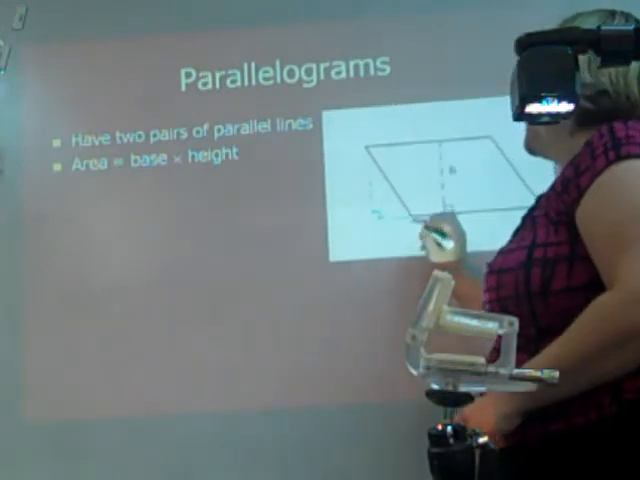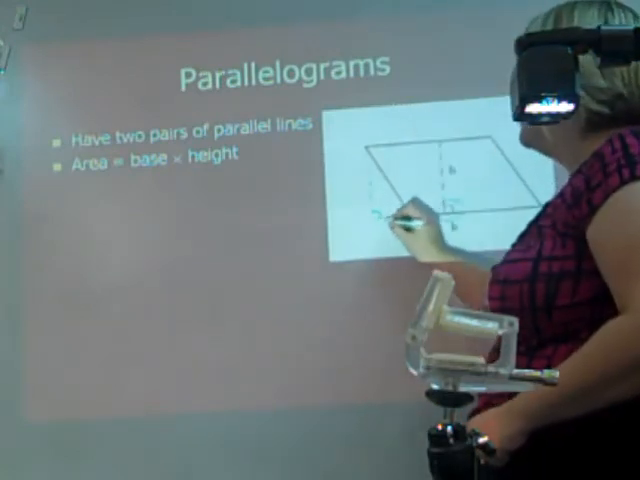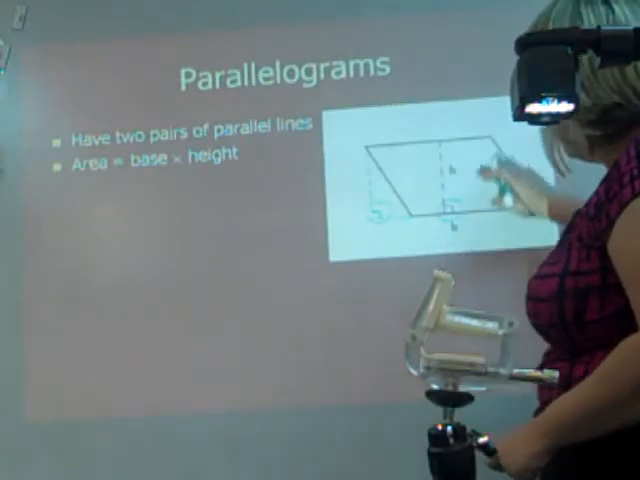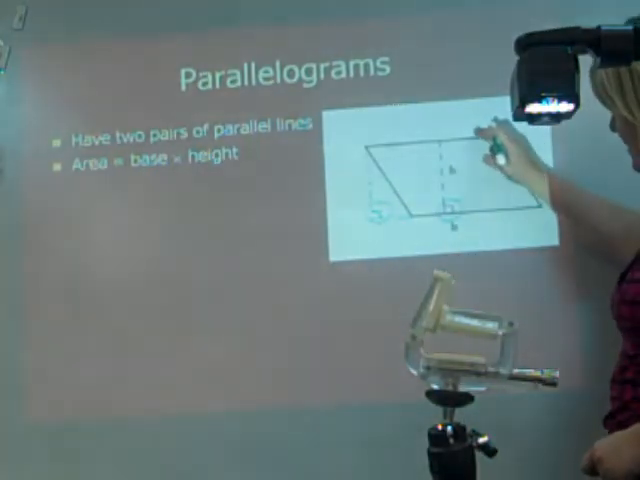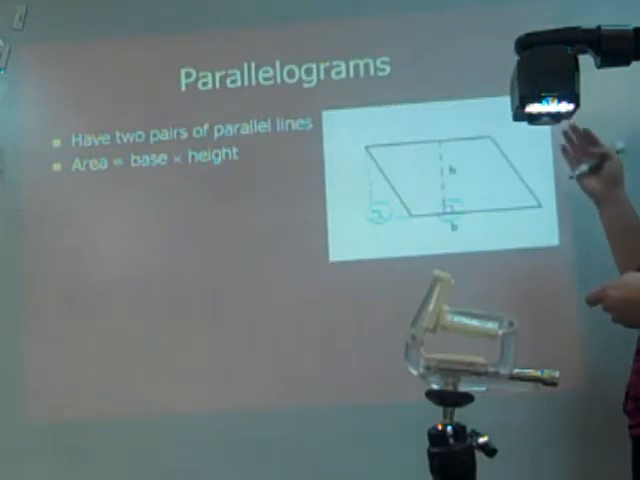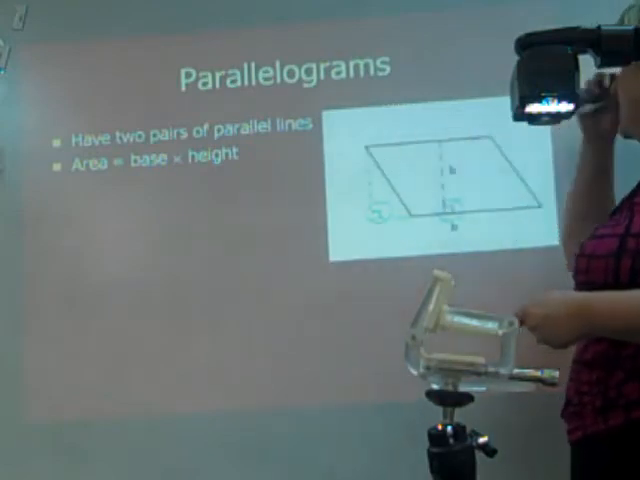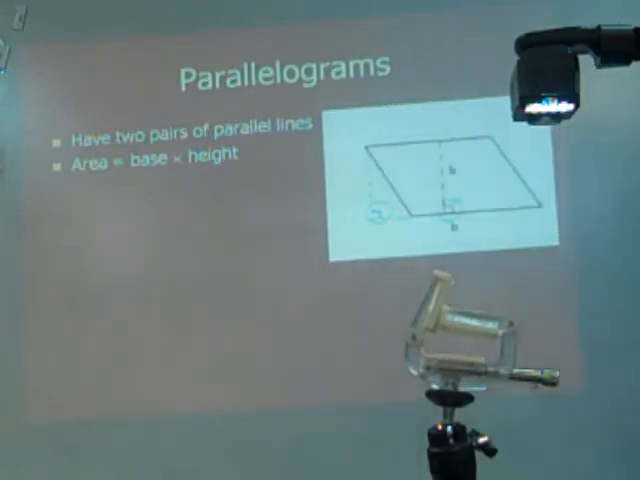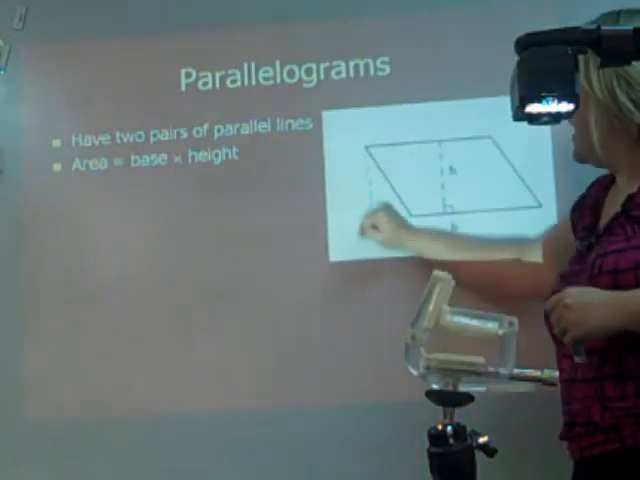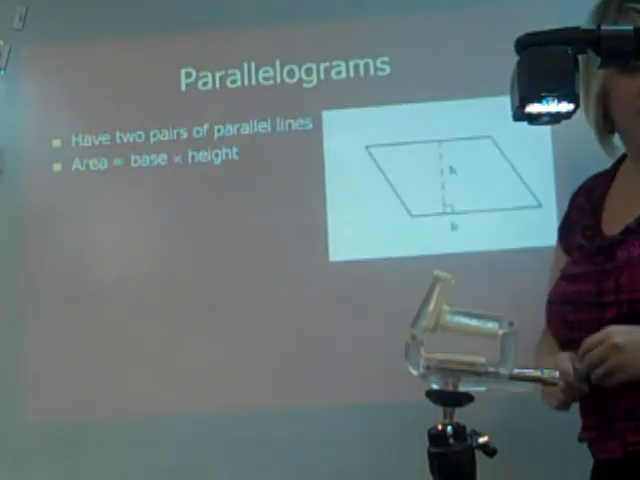But the key is that it has to make a right angle with the base. You can't have this be the height. The height, if you think about it, is when you stand up straight. So if we were to stand up straight, how tall would this be? So the height has to be straight up and down.